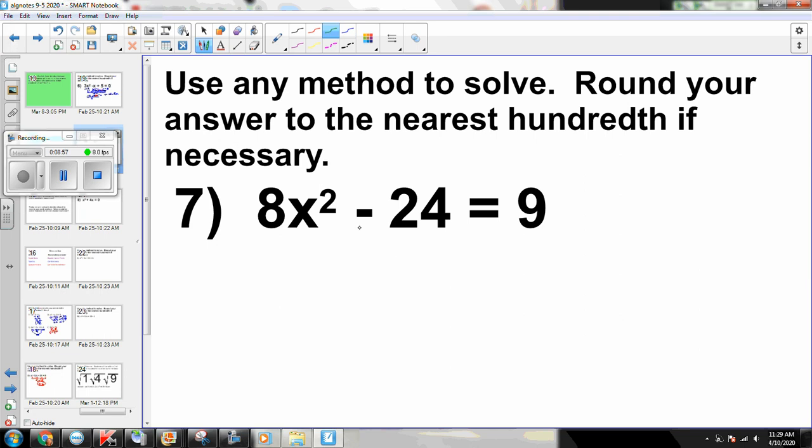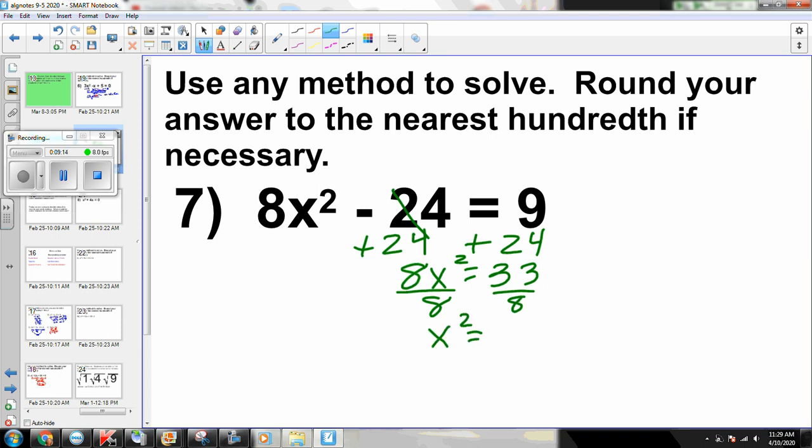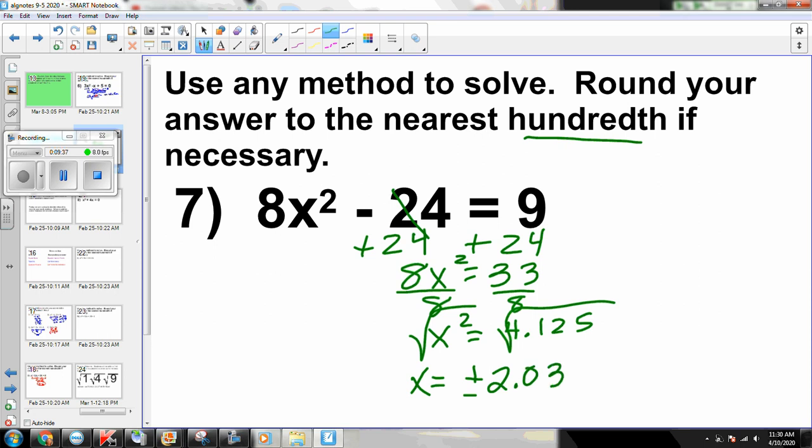You're right, there's no x term, so I would use square roots. So what I would do is I would add 24 to both sides to get 8x squared equals 33, then divide by 8. So I would get x squared equals, let's see, if I use my calculator and do 33 divided by 8, I would get a 4.125. Then I would take the square root of both sides. I'm going to round to the hundredths place. So x would equal positive and negative 2.03.